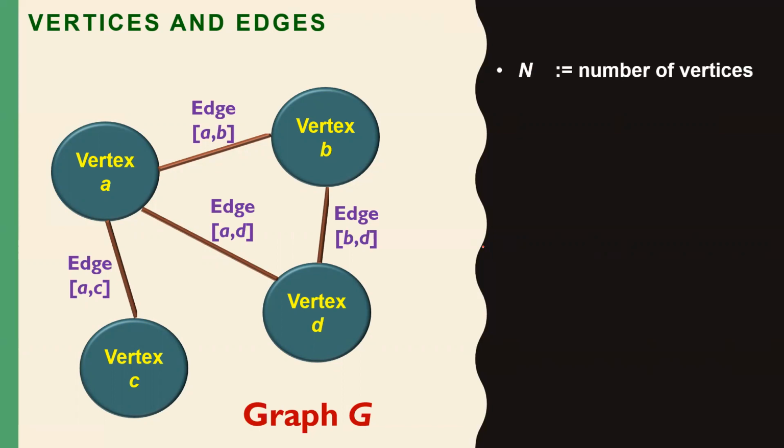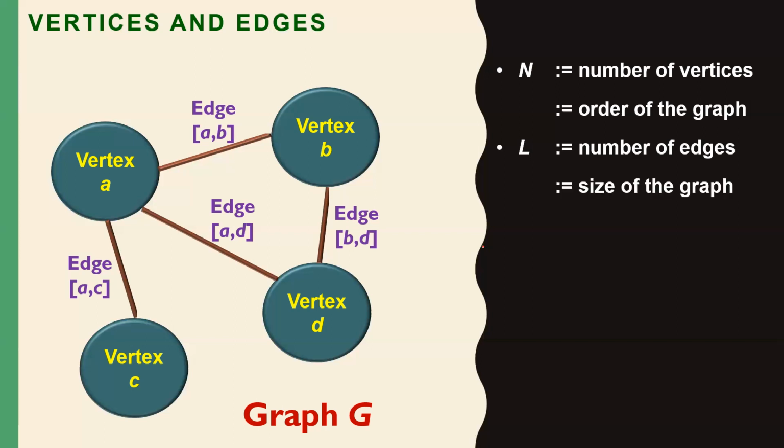So let's just describe some of the parameters, some of the numbers that describe this graph. The first one is the number n, which is the number of vertices. This is called the order of the graph. So our graph G on the slide has order 4 because we have 4 vertices, namely A, B, C, and D. And then L is the number of edges. So you count just how many edges we have over here. Obviously we have 4 edges. The number of edges is called the size of the graph. So these are the two basic parameters of the graph.